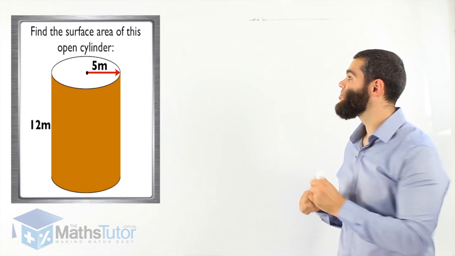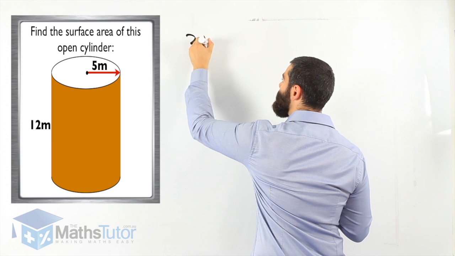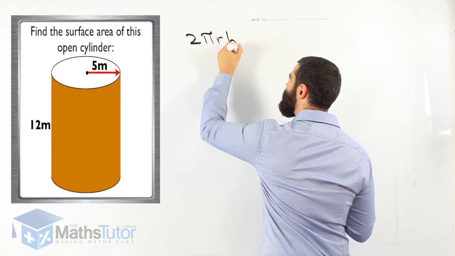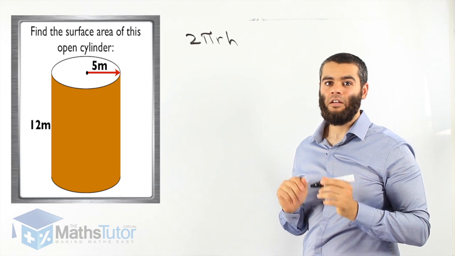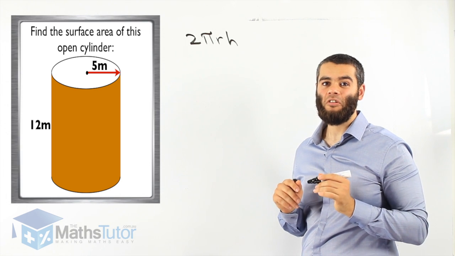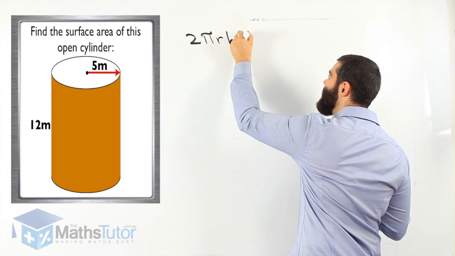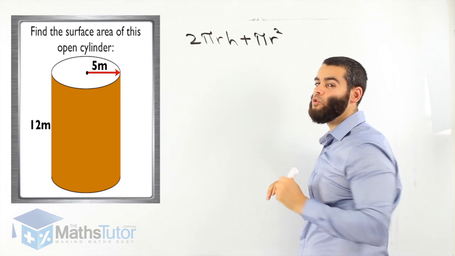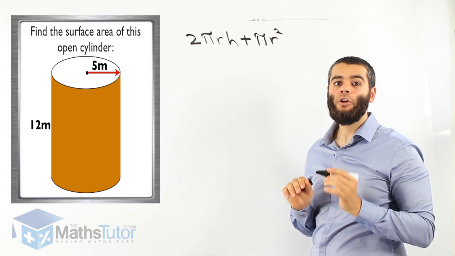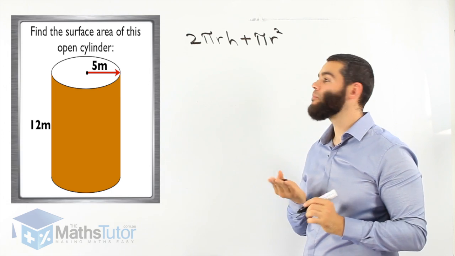Let's start. We have the curved surface. We know it is 2 pi rh. That will work out the curved surface of the cylinder. Now we only want one circular end, the base. We don't want the top. So we're going to only add pi r squared. Not 2 pi r squared, but only pi r squared, for only one circular end, the base.